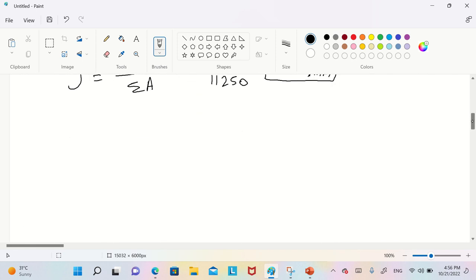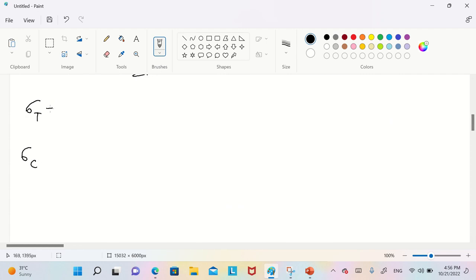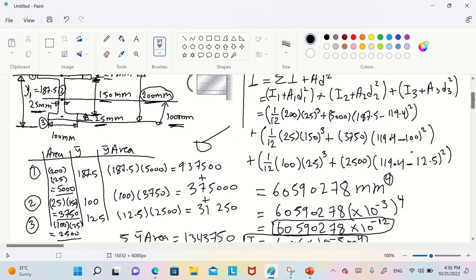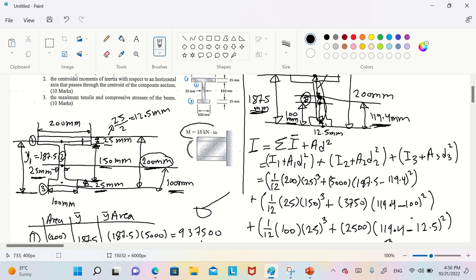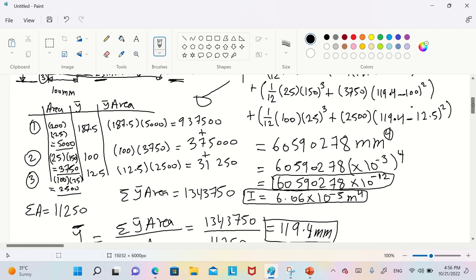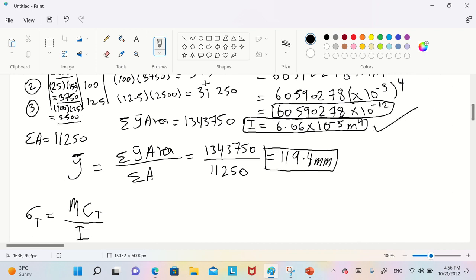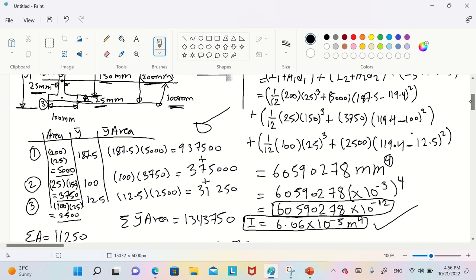Now we need to get the stress of the tension and the stress of the compression. Now let's start with the stress for the tension. Moment multiplied by the distance, the radius of tension, over the moment of inertia. We already have the moment, and we already found the moment of inertia. So we need the center of the tension.